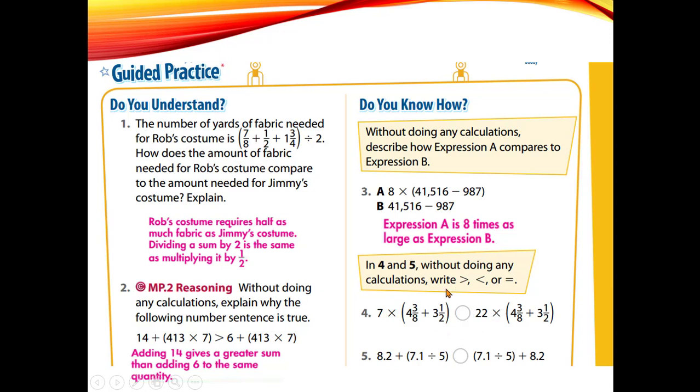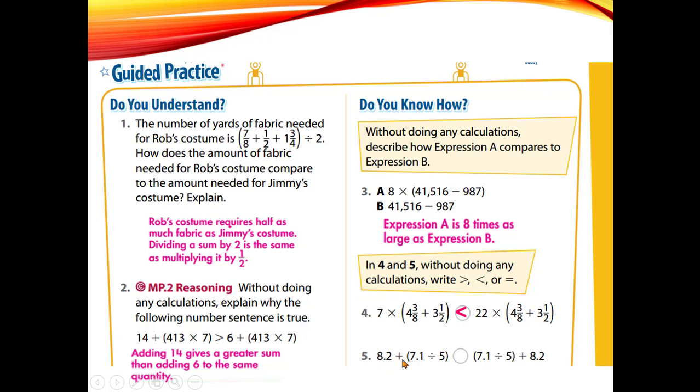Okay? And here, for the next questions, we just compare by looking, without any evaluation. Here 7 times this, and here 22 times this. Here is the similar part. This one is the same as this. So 7 times something is for sure less than 22 times the same thing. So 22 times this expression will be greater. So the right one will be greater.